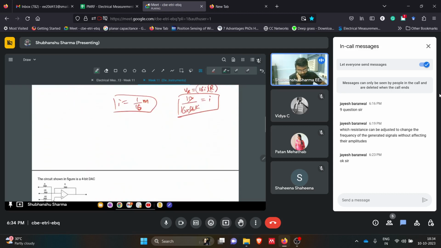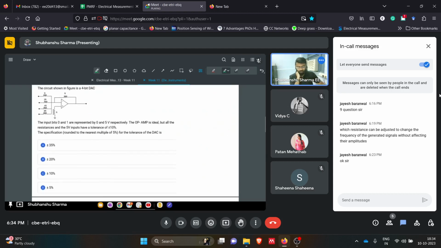Now I gave you another question, this one. This is a good question. The question says that the circuit shown in figure is a 4-bit DAC. So we can give either 0 1 0 1 or whatever, 1 1 1 1, whatever you want. So digital we are inputting and we are getting analog output. So this is kind of a digital to analog converter.